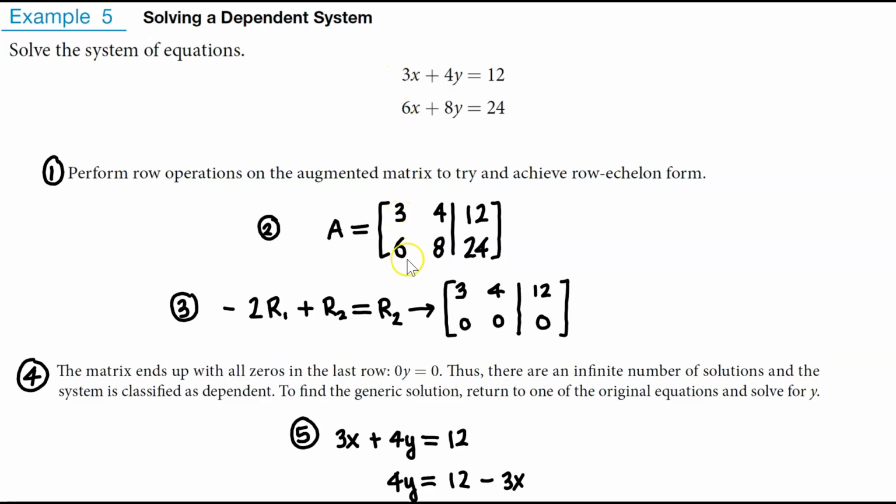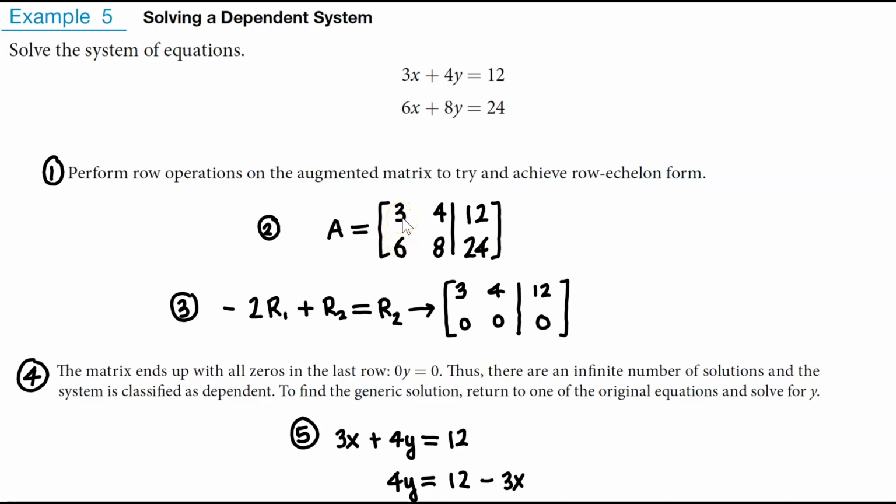So we have 3, 6 as the coefficients of x, 4, 8 as the coefficients of y, the equal sign is our line, and then we have the constants 12 and 24. Now if you notice here, what can we do to eliminate this 6 before making the upper left-hand corner a 1?